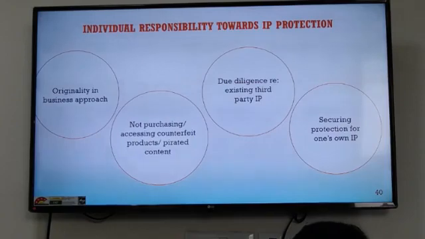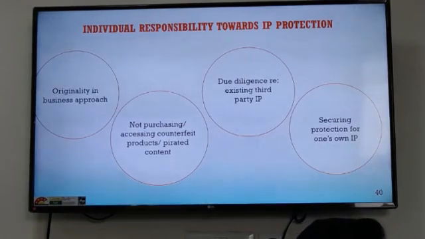Finally, as individuals, each of us has a responsibility towards IP protection. Responding to that gentleman who asked why you shouldn't download torrents or why you shouldn't copy, remember, the more original we are in our business approach, the more likely we are to create something that is lasting. It's almost like a human quest for immortality. All of us would like to be known for what we leave behind, for what we create. So focus on innovation, focus on creation, be original.